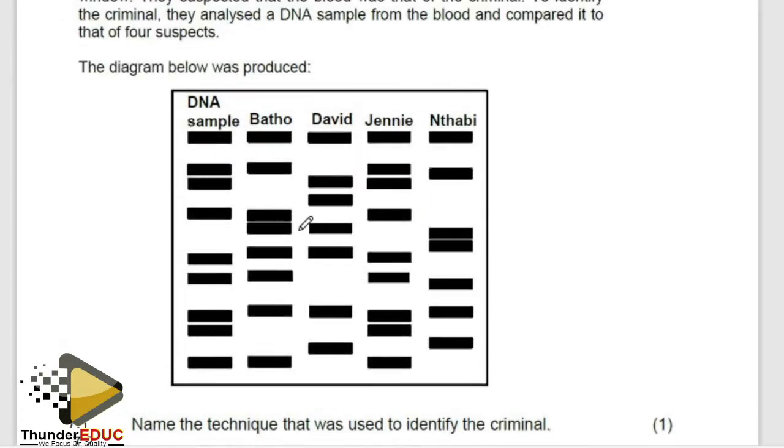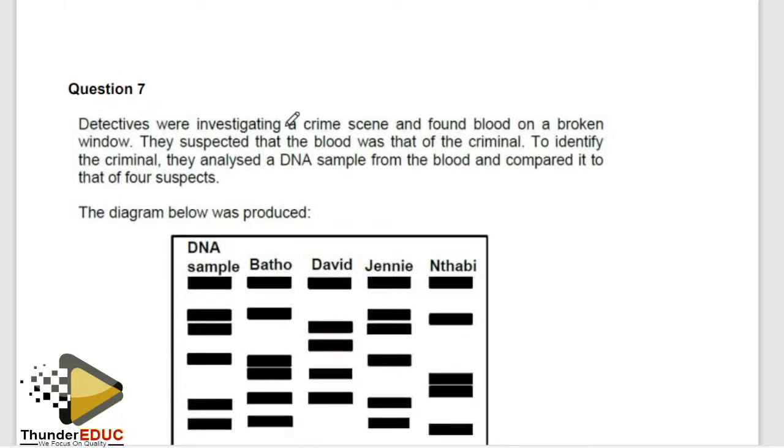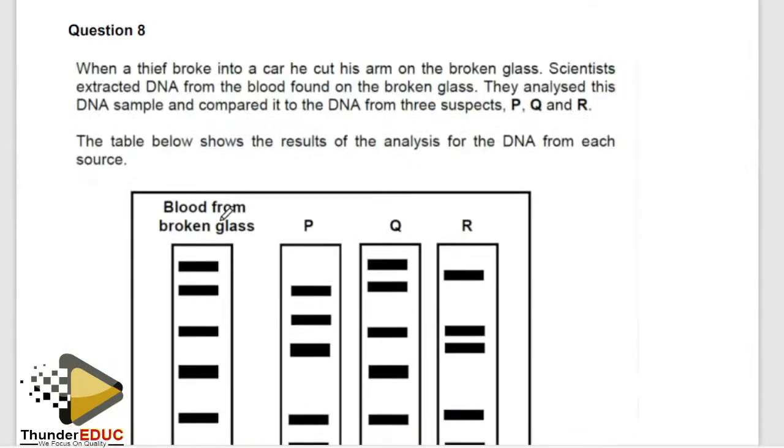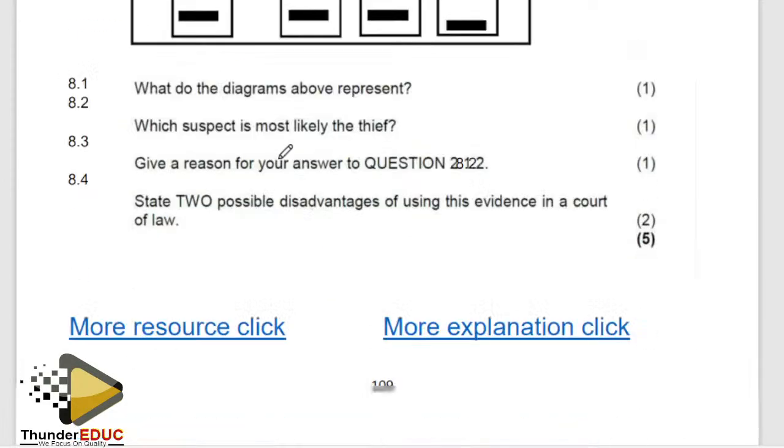Okay, a DNA sample. Let me just read it. A detective investigating the scene of a broken window. Suspected blood was found, the criminal identified. No, it won't give me what I want.